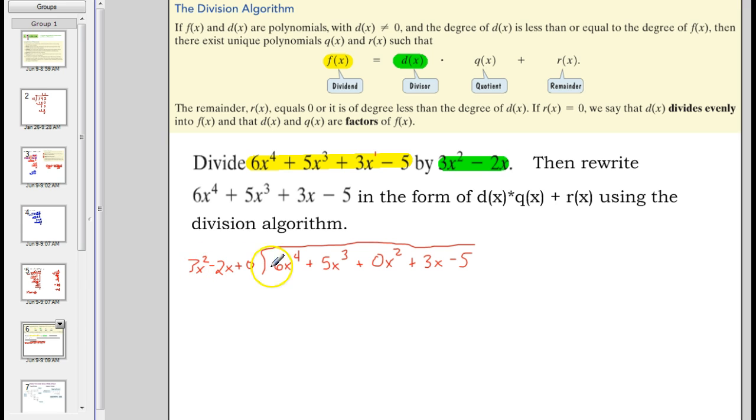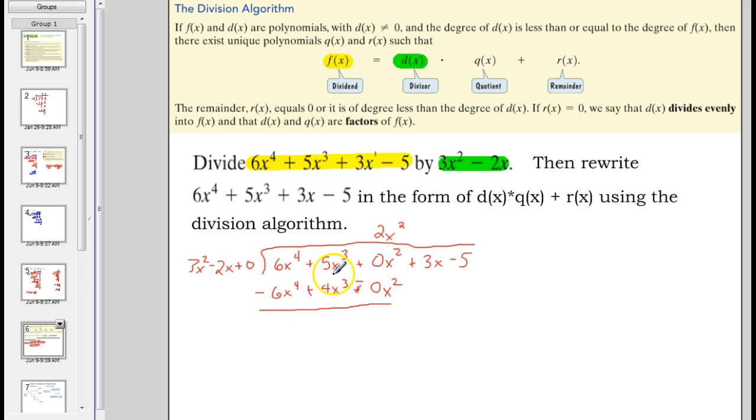So 3 times 2 is 6, so I need a 2 right there. And then x squared times x squared is x to the fourth. So 2x squared is what I need to multiply. Here I'm going to get 6x to the fourth. 2 times negative 2 is negative 4x cubed. And then 2 times 0 is 0, x squared. Subtract, and you can change your signs.